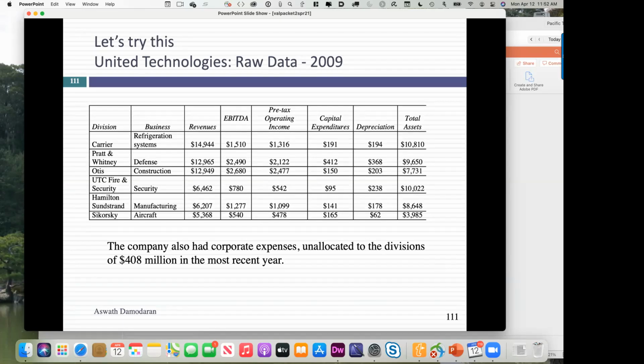So here's what I'm going to try to do. I'm going to try to value United Technologies as the sum of its parts, right? Each business separately. But before I do that, I also have to tell you that in addition to breaking their revenues and expenses down, they told me that there was 408 million in corporate G&A that was unallocated. Hold on to that thought, because I can't just ignore it. It's not going to go away. When I value United Technologies as a company, that expense has to be dealt with.